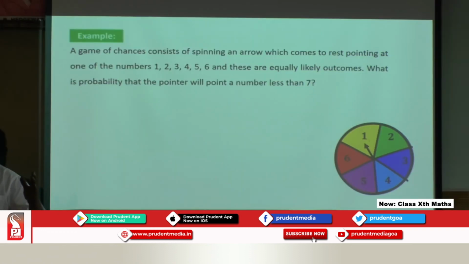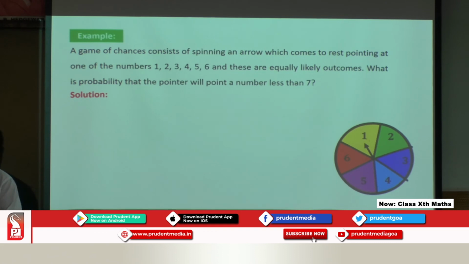A game of chances consists of spinning an arrow which comes to rest pointing at one of the numbers 1, 2, 3, 4, 5, 6. And these are equally likely outcomes. What is the probability that a pointer will point to a number less than 7?